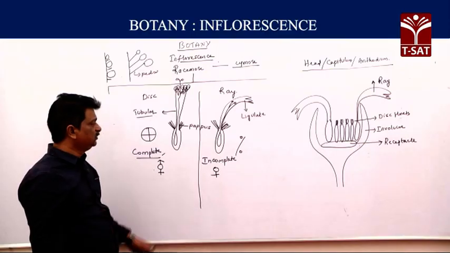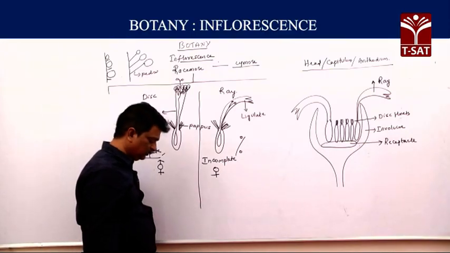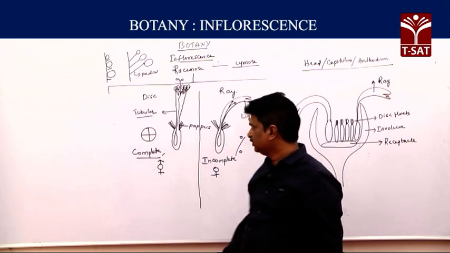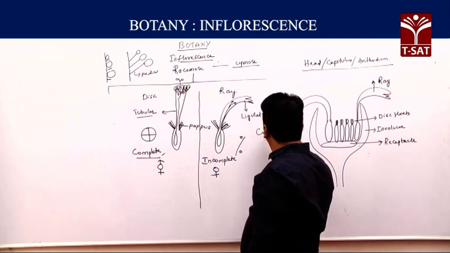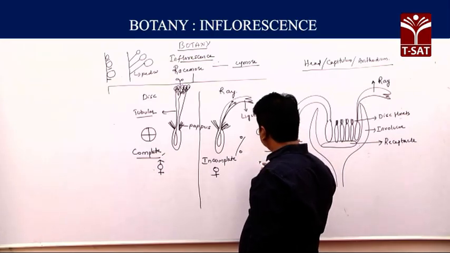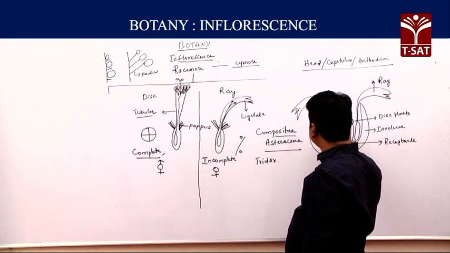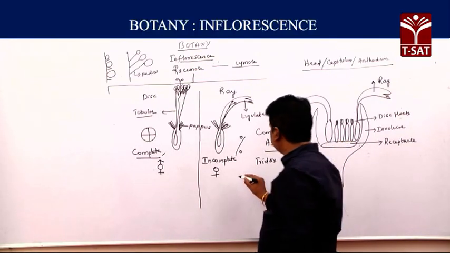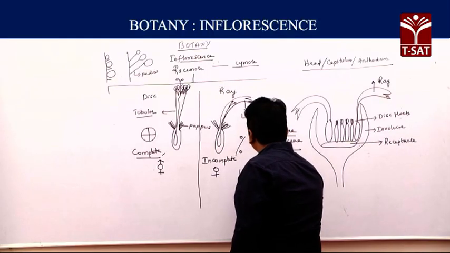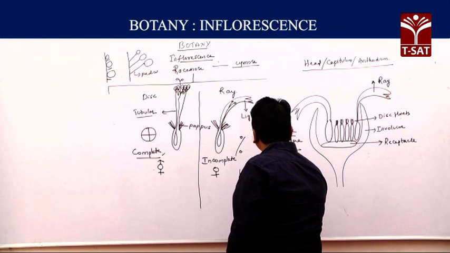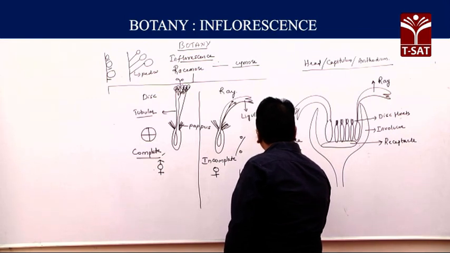So these are differences between disc and ray florets. And head inflorescence belongs to family Compositae. It is the old name and the new name is Asteraceae. Then, in some head inflorescence, two types of florets are present, disc florets and ray florets. That is called heterogamous head. So if two different types of florets are present, it is called heterogamous head.